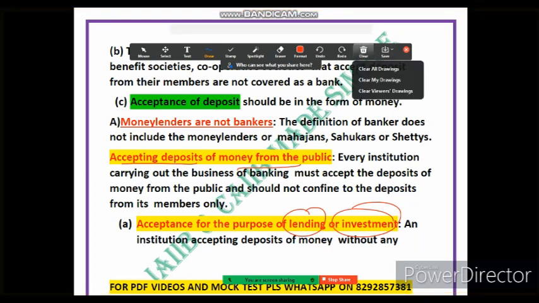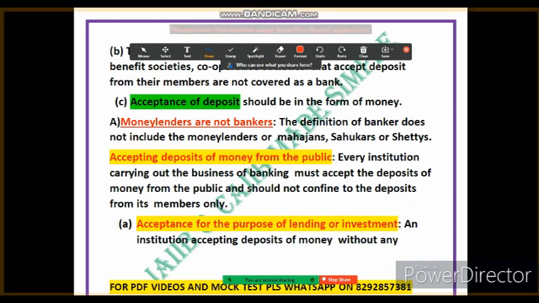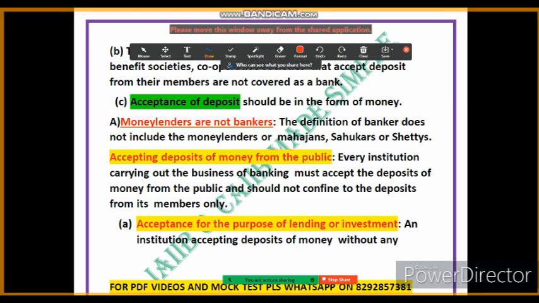So let me summarize. The first thing is that to be called a bank, it must accept deposits from the general public, not its own members. From its own members it should accept, but besides that it should also accept deposits from the public. The first condition is this.